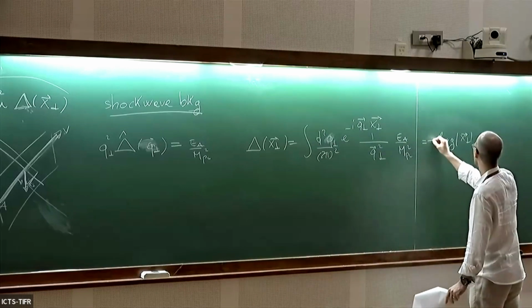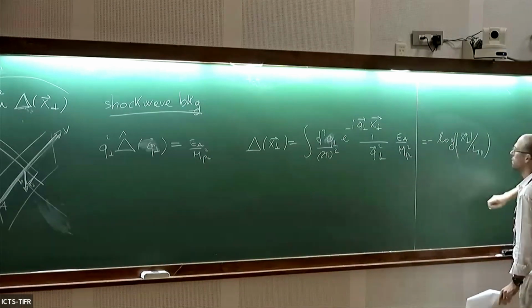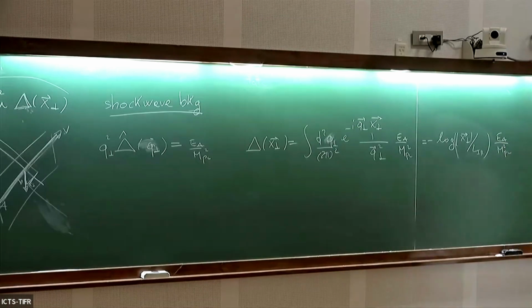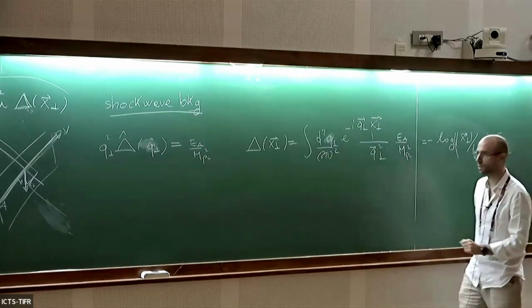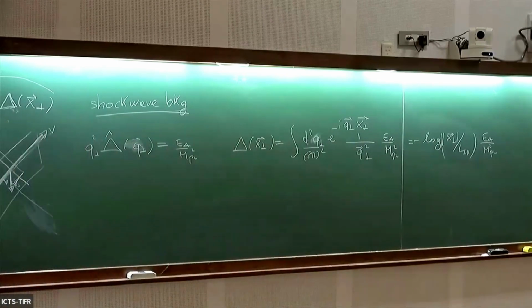It's going to be a minus, with an IR cutoff, and then EA over M Planck squared. So now everything is determined. Notice there's an infrared divergence, however. It's a bit annoying. It's not too important. You need to regulate long distance physics.